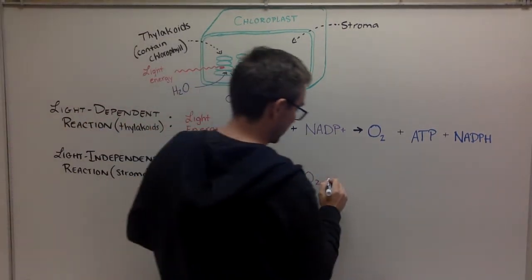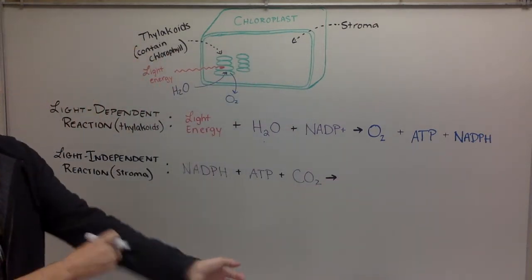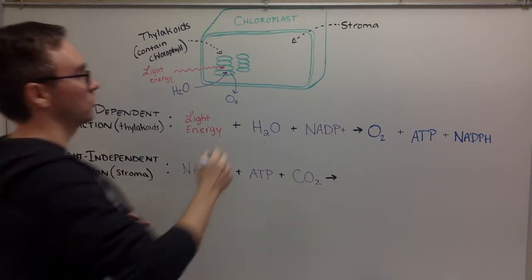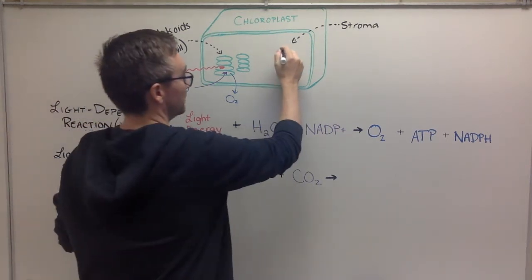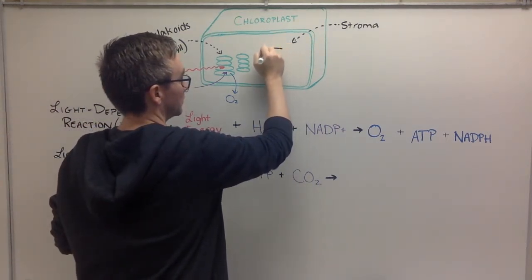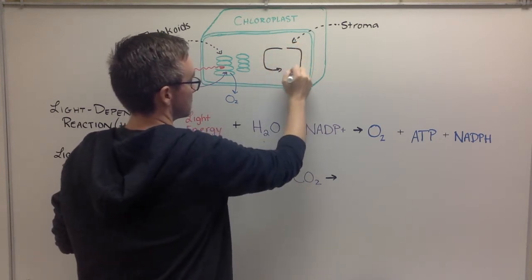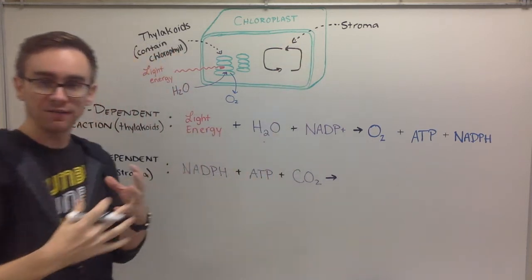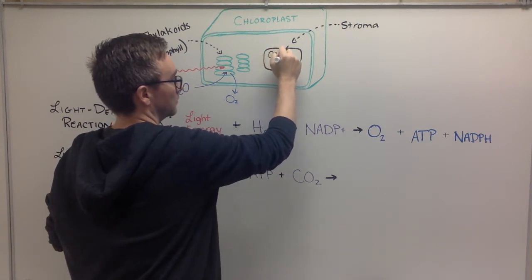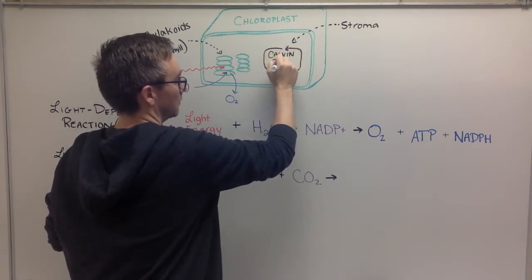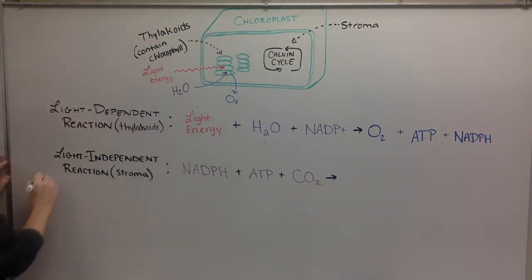We're going to take these reactants and create some products. Now, this reaction is happening in the stroma. There's a whole bunch of enzymes moving around electrons and protons, in a kind of cycle-like formation, and this is what we call the Calvin cycle. This is also known as the Calvin cycle.